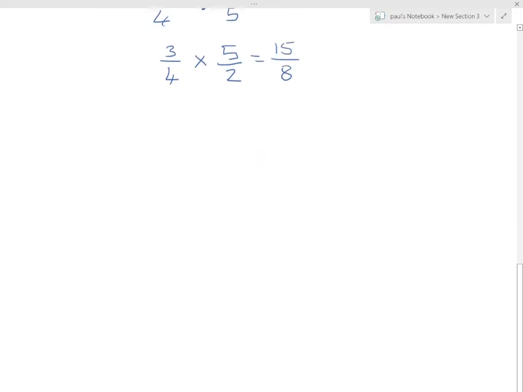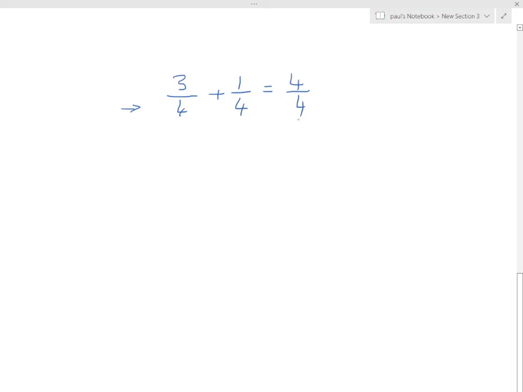Multiply, add. Right, so 3/4 plus 1/4. When the denominators, which is the number at the bottom, are all the same, we simply add the numbers at the top. So 3 and 1 make 4. So we've got 4/4. 4 divided by 4 equals 1. But when the denominators are different, there are two methods we can use.